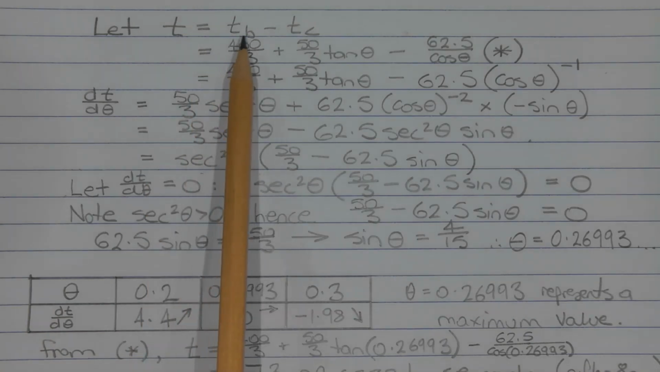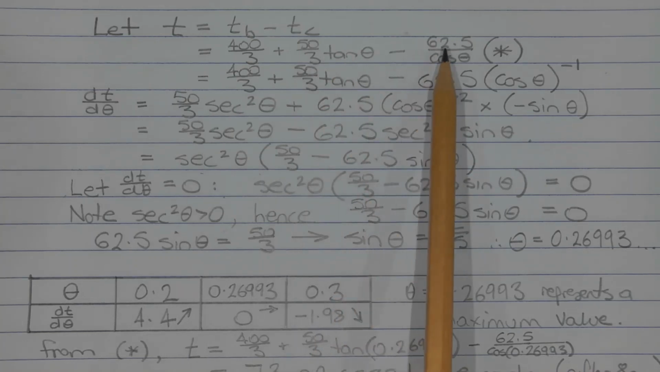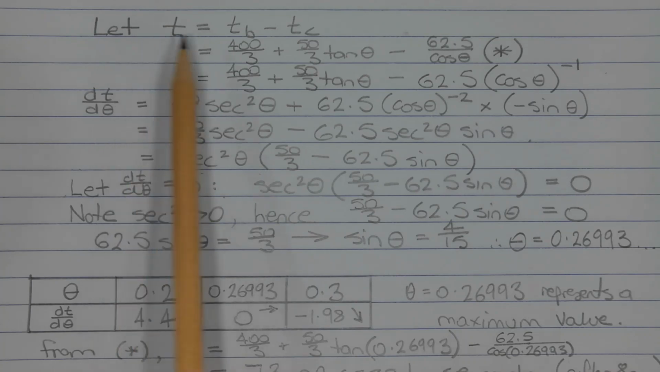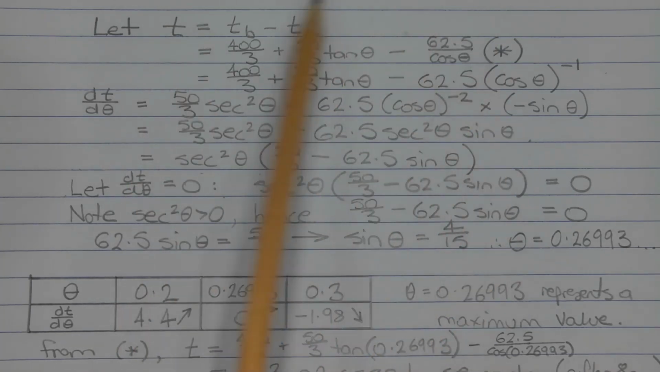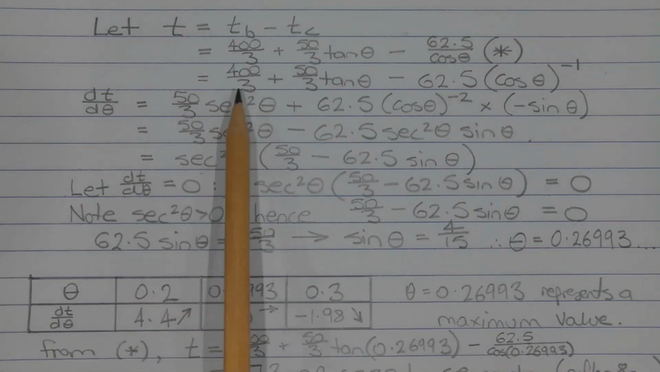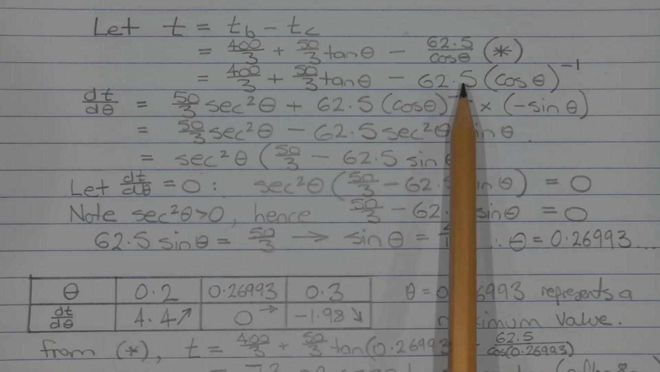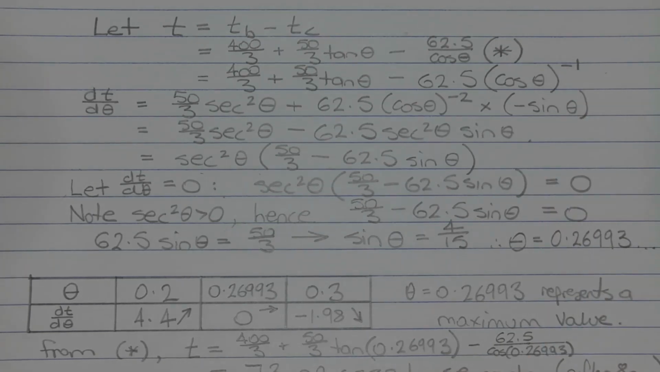Let T equal TB minus TC, which equals 400 over 3 plus 50 over 3 times tan theta minus 62.5 over cos theta. Now we need to differentiate T with respect to theta, but before we do that, we need to express the right-hand side using index form. So T is equal to 400 over 3 plus 50 over 3 times tan theta minus 62.5 times (cos theta) to the power of negative 1.